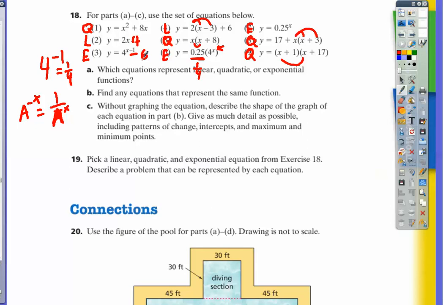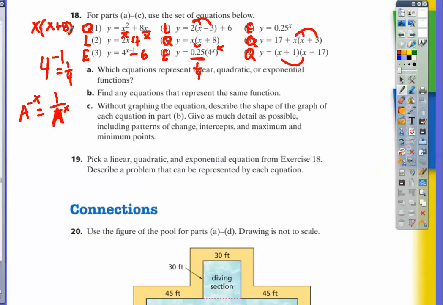So for number 1, to factor this, I'd have to factor out the greatest common monomial, which is x. So we would get x on the outside and x squared divided by x is x plus 8. So there we go. All right. So we've matched them successfully.